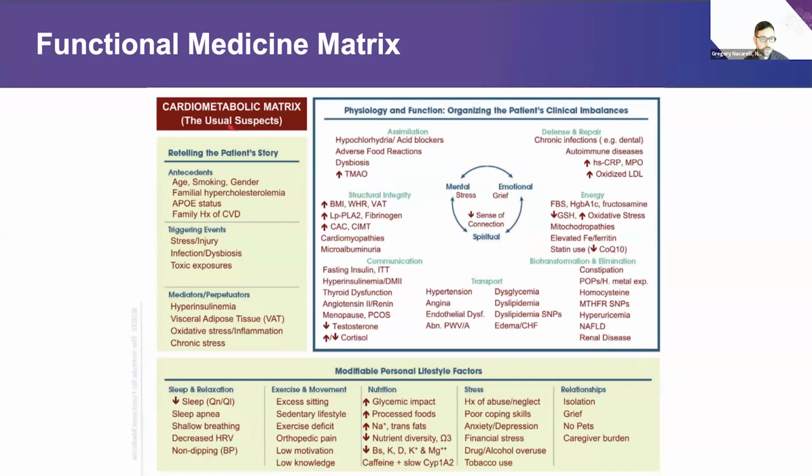So for example, this is a cardiometabolic matrix. The most common issue in the United States today is cardiometabolic dysfunction. There are lots of different areas that we could look at within the functional medicine matrix.